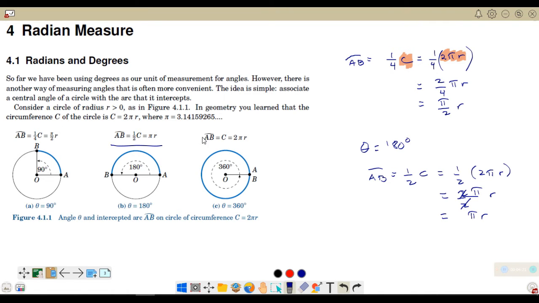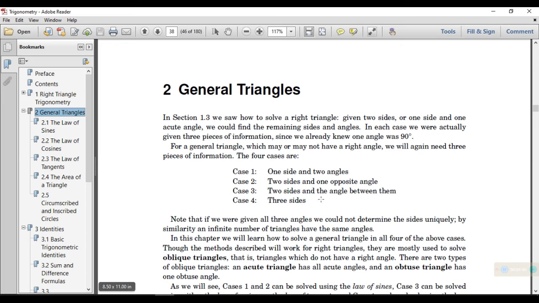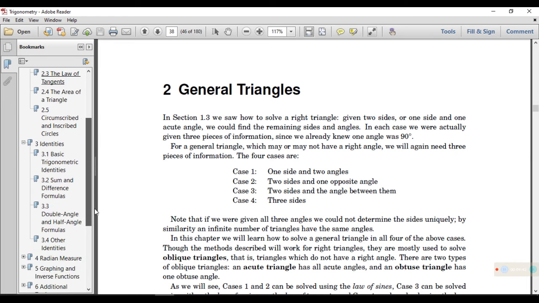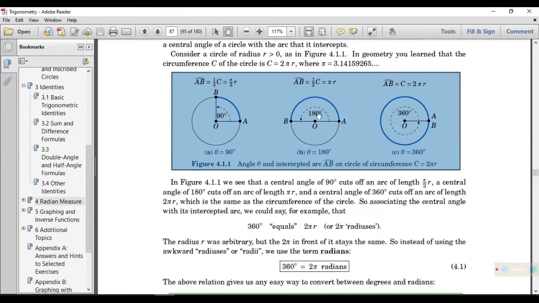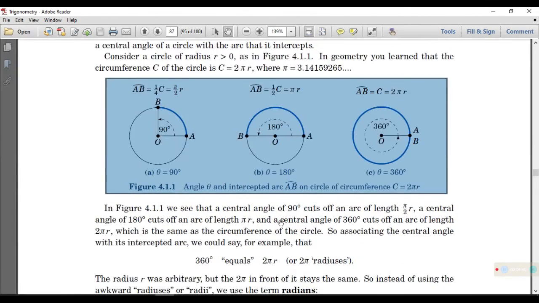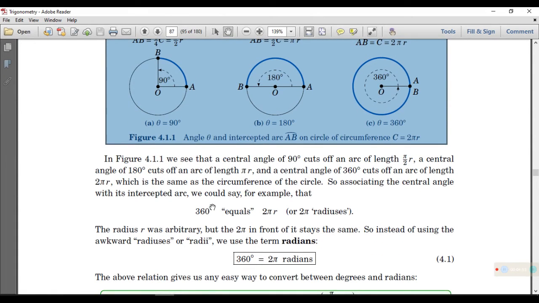And then for AB, sa circumference niya buo for the 360. So, C is equal to 2 pi r or 2 pi radii. So, doon yun nanggaling. Now, balik tayo dito. So, 360 degrees is equal to 2 pi r or 2 pi radii.